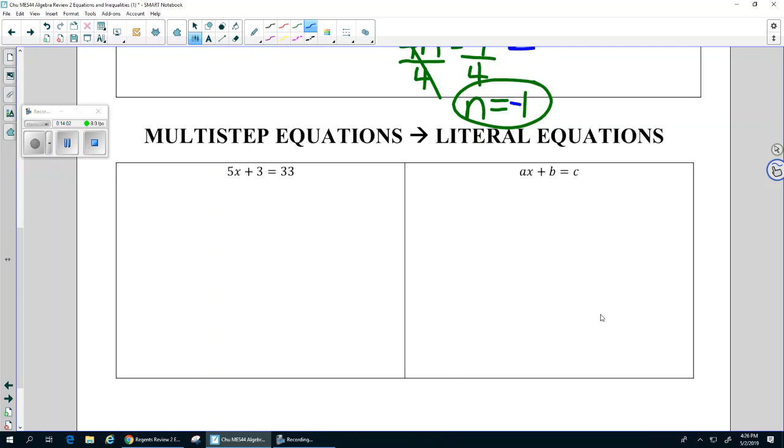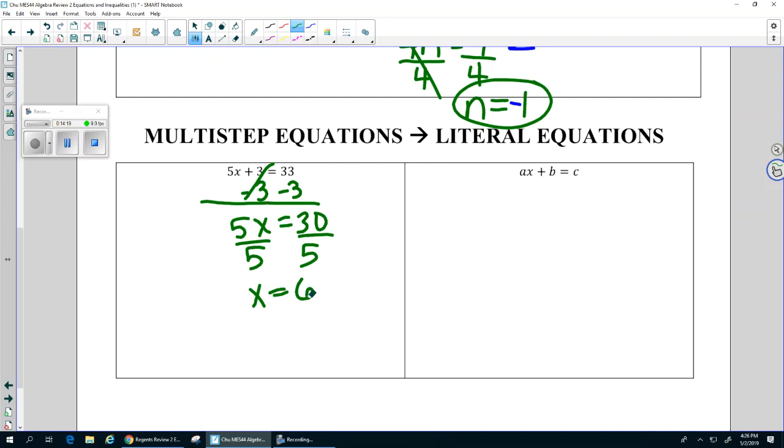So we go from multi-step equations to figure out how to do literal equations. Let's solve this first equation very quickly. The first thing you want to do is subtract 3 from both sides. I get 5x is equal to 30. And then divide by 5 to get x is equal to 6.